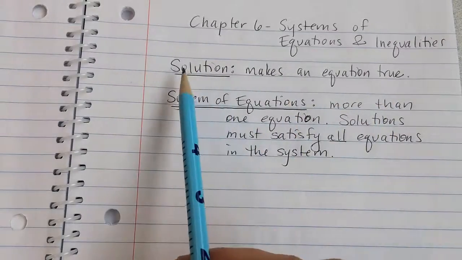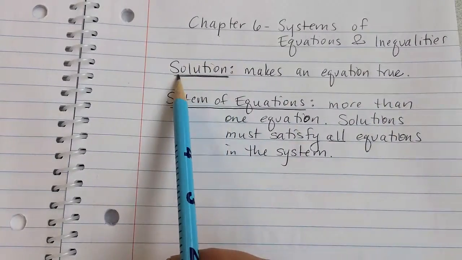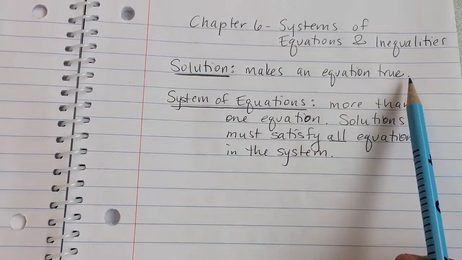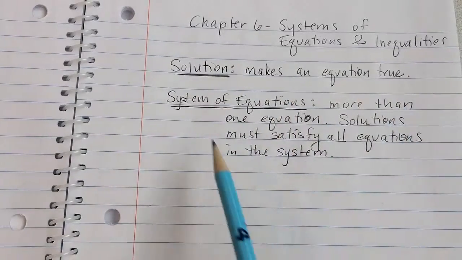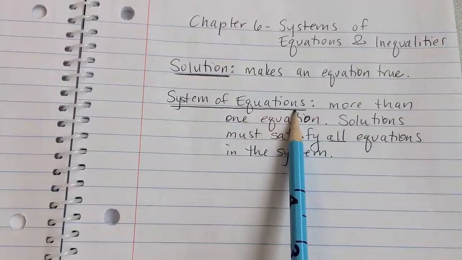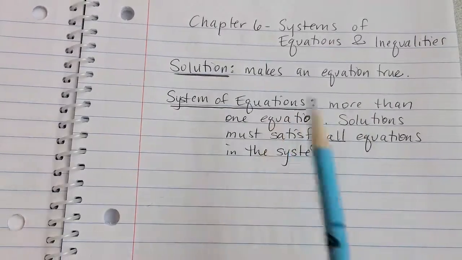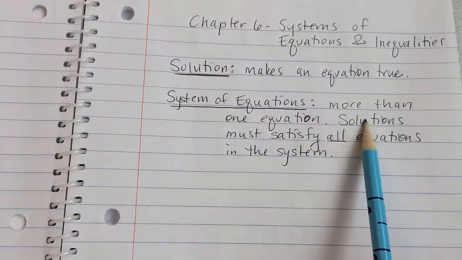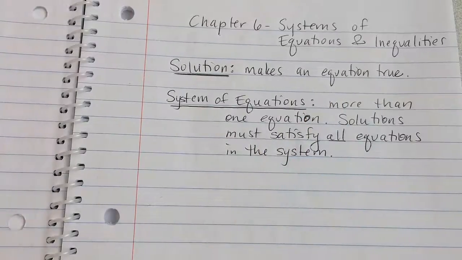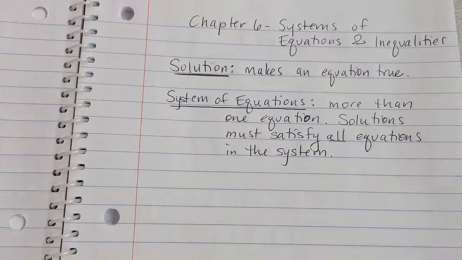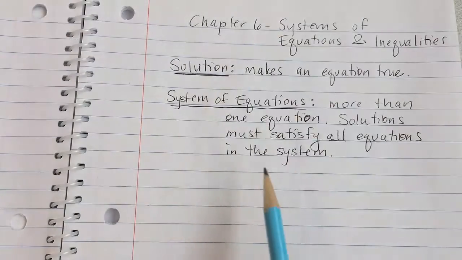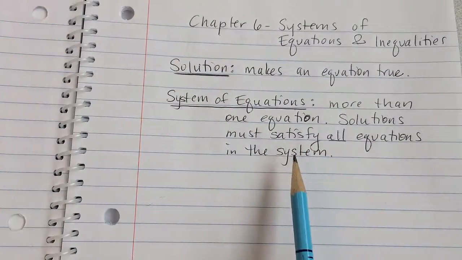So the first thing is you want to remember a solution makes an equation true. That's key. So a system of equations is just when we consider more than one equation at one time. So a solution to a system has to satisfy all the equations. For right now, we're going to look at just two equations at one time. Go ahead and take a pause so you can get this written down in your notes.